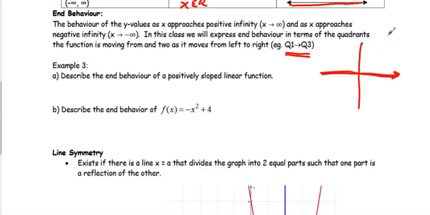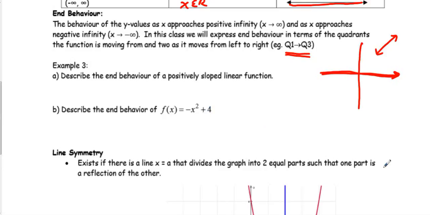For instance, if I had something like this, you can see that it looks like it's in quadrant 1, but because of the arrow, we would extend that beyond, and we would know that really it was coming from quadrant 3, and it was ending in quadrant 1. So always think about what is happening to the Y's, where are they coming from, where are they going, as you move from left to right.